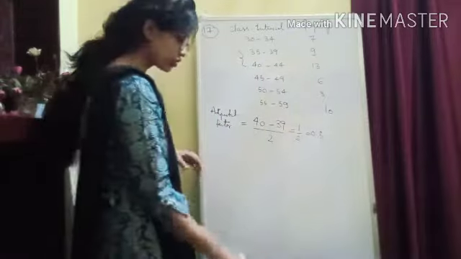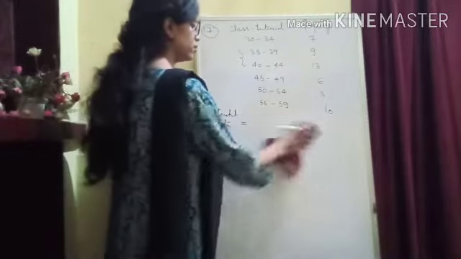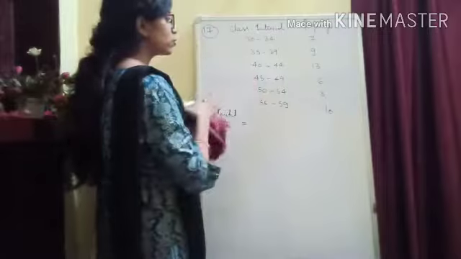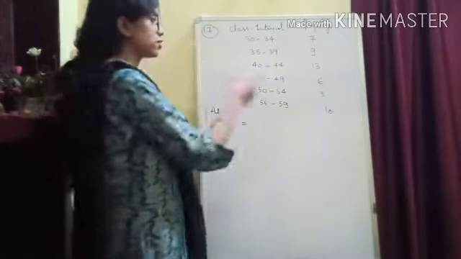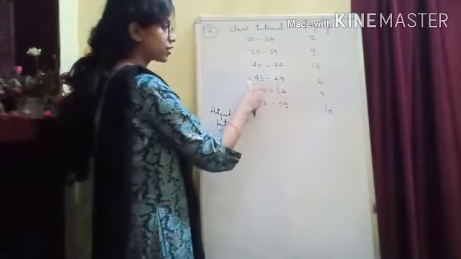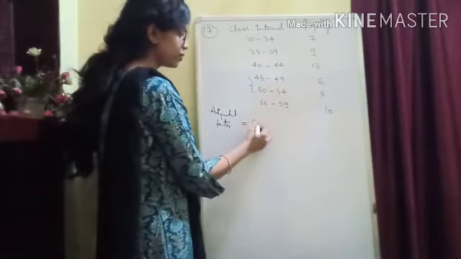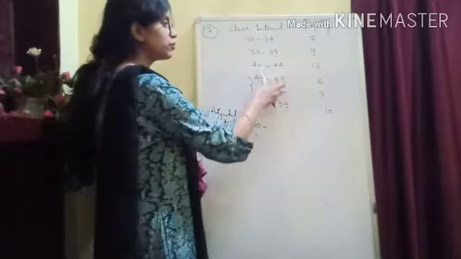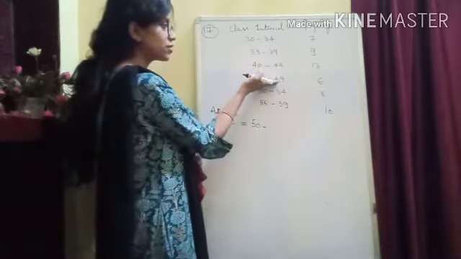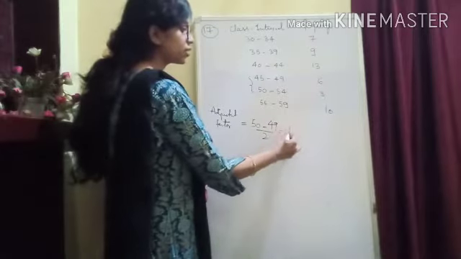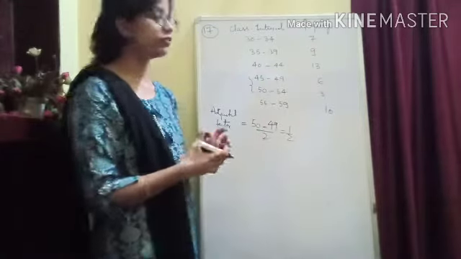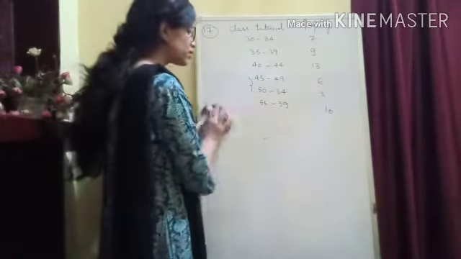You can check by taking any other class. Let me take these two classes. So the lower limit of this class, that means 50, minus the upper limit of the previous class. The previous class is this, and the upper limit is 49, divided by 2. Again it is coming 1 by 2, that means 0.5. Now the adjustment factor is coming 0.5.